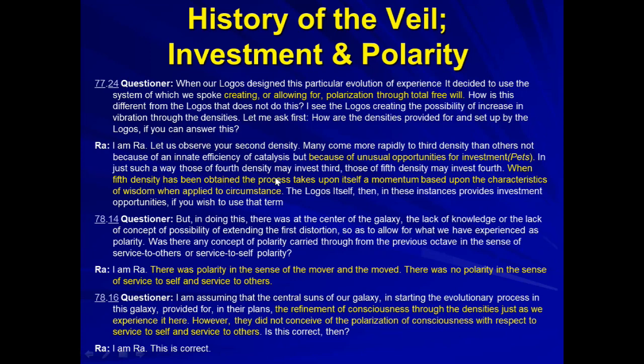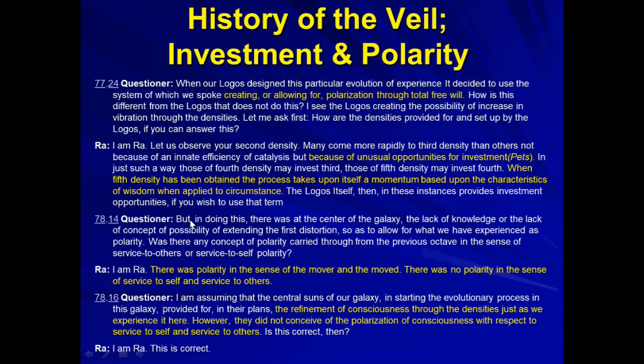When fifth density has been obtained, the process takes upon itself a momentum based upon the characteristics of wisdom when applied to circumstances. I had reiterated that before, but that's where it says the Law of One. Because of wisdom, they start to realize, and they're much more motivated to strive to move forward. So the law itself, in these instances, provides investment opportunities, if you wish to use that. We're talking about investment into enabling polarity. And it seems like each density invests somewhat into the density just below them, like we do with pets, to help them progress to the next one.